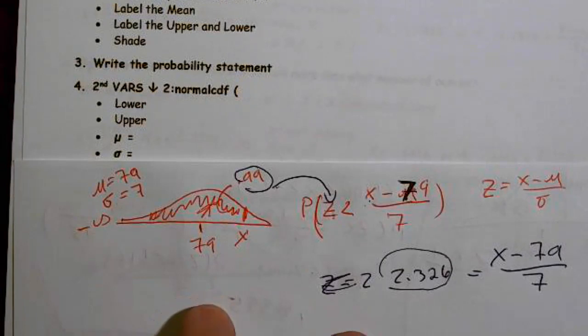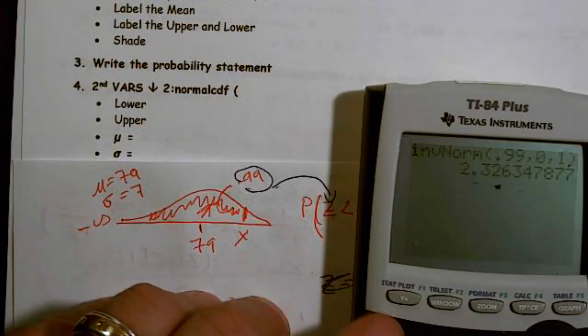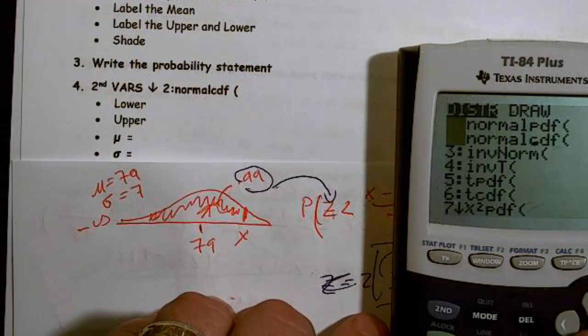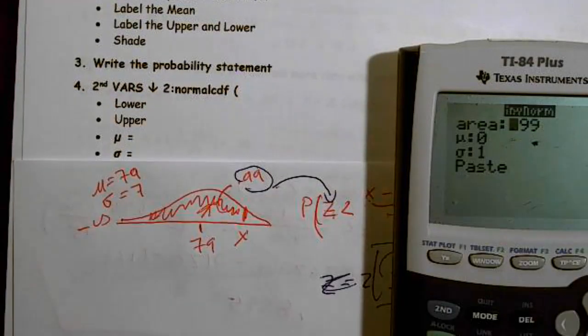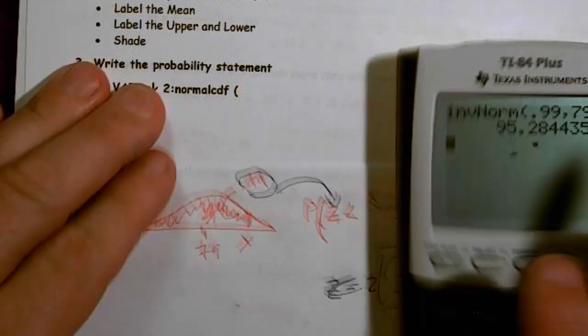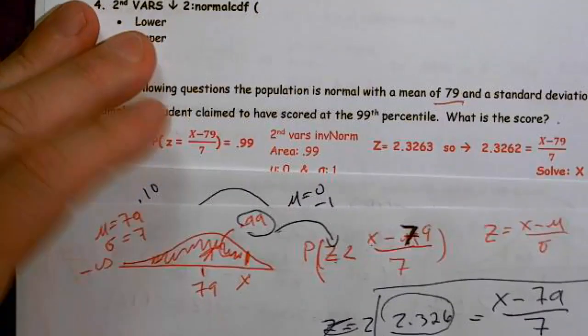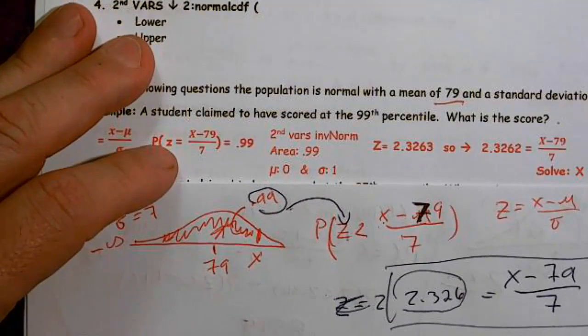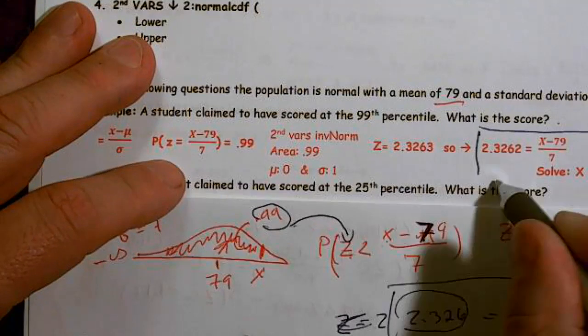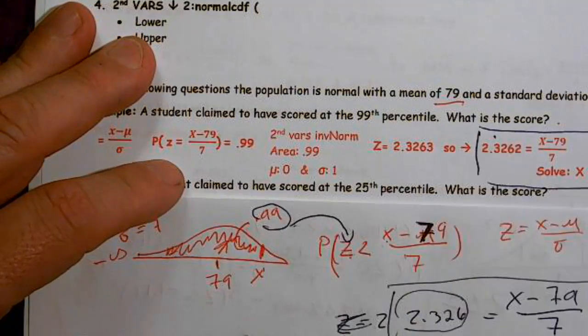But the calculator's smart. So now that I've shown this, there's one other thing I can do that's really nice. I can either multiply that out by algebra, or I can go second vars, inverse norm, 0.99, and I can actually use the actual values. So 79 and 7. And I end up getting 95.2844. So my answer to that problem is 95.2844. I need to see that z-score. So we need that z-score right there.